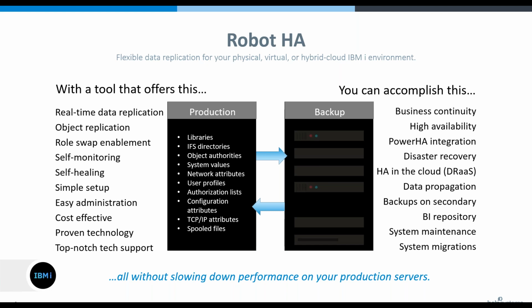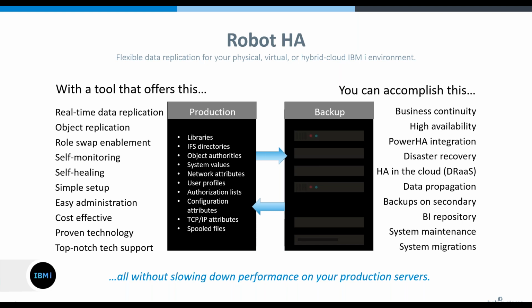This is a real-time data replication, high availability product using local and remote journaling. It also does object replication. It has self-monitoring, self-healing, and is very easy to administer and navigate, which is one of the value propositions that we have out there. We also feel it's cost effective. It is proven technology, it's been around for a while, and it certainly helps you out with your high availability plans. We also integrate with Power HA. We also have people that are replicating on-premise to the cloud.